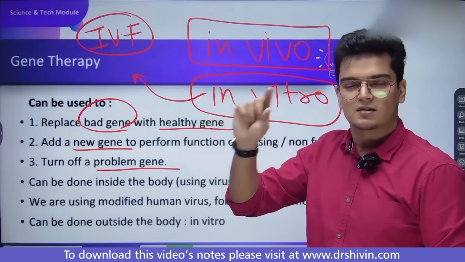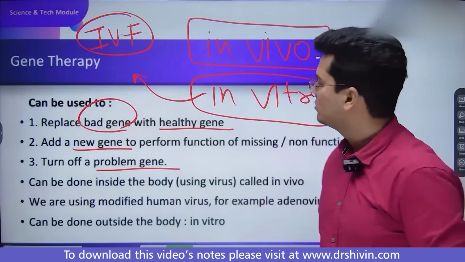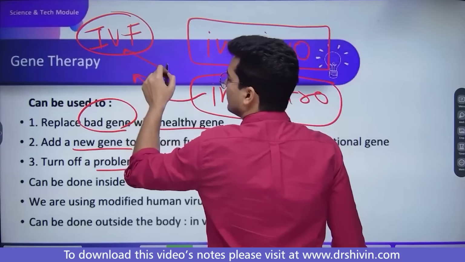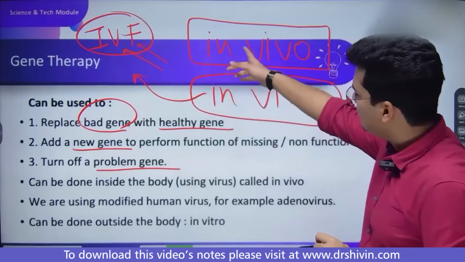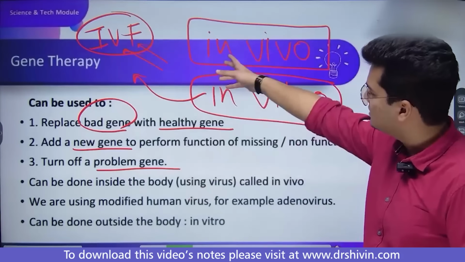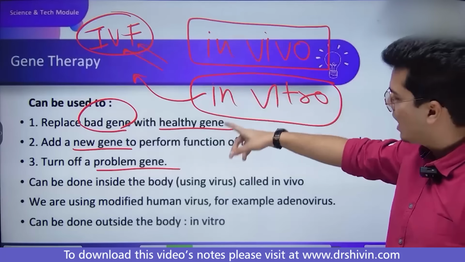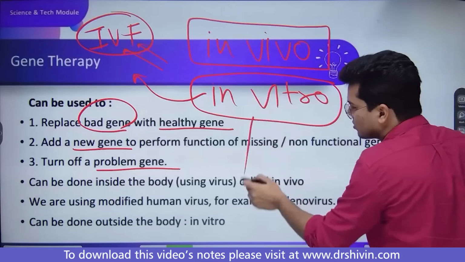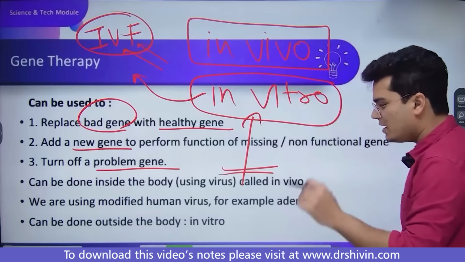Then the zygote, the first cell, is put into the mother. So that is IVF, in vitro fertilization. In vivo is inside the body. Okay, what we saw earlier was gene therapy inside the body through the virus. How gene therapy can be done in vitro, in lab, outside the body, let us see now.